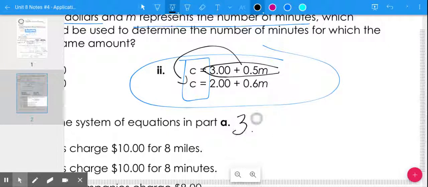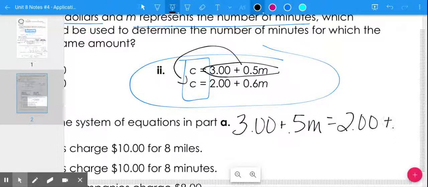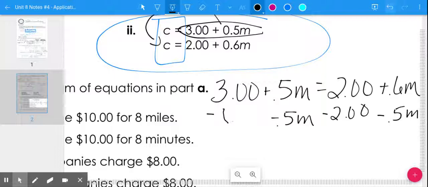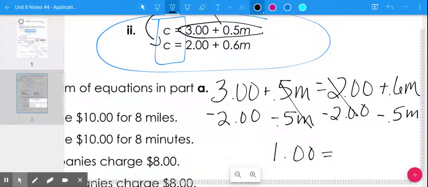3 plus 0.5 M. And we're going to set that equal to $2 plus 60 cents per minute, 0.6 M. And then we're just going to solve. So I'm going to subtract over the 0.5 M, and I'm also going to subtract over the 2. Two birds with one stone. The 3 minus 2 gives me $1 is equal to, those all canceled, 0.6 M minus 0.5 M, which gives me 0.1 M.